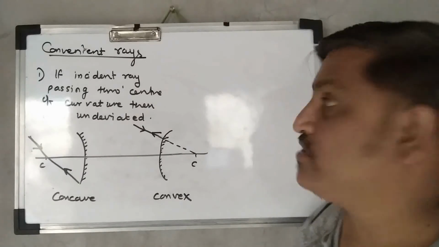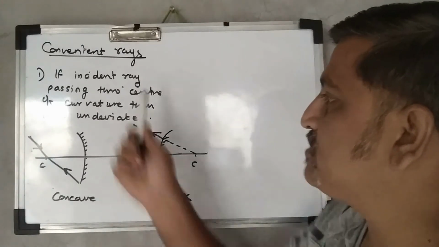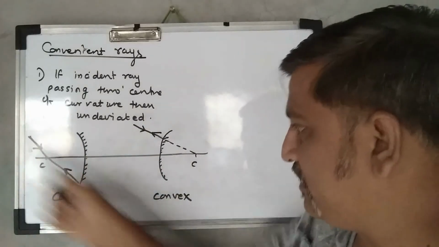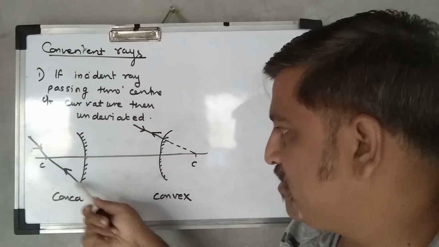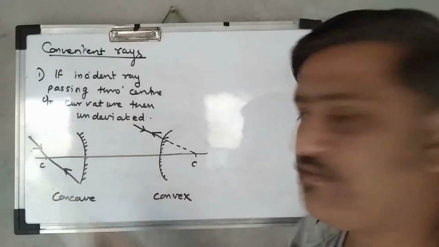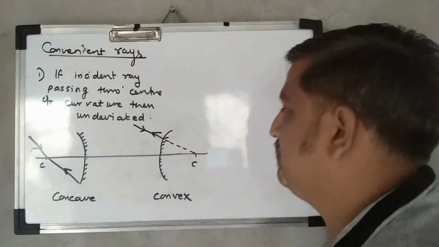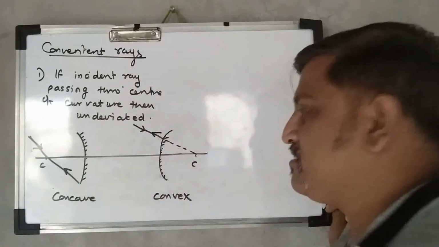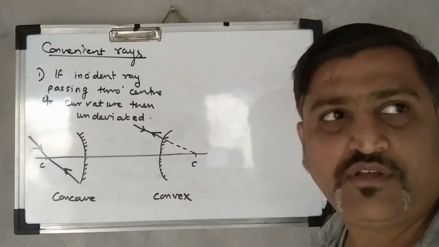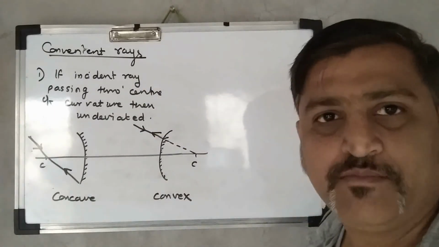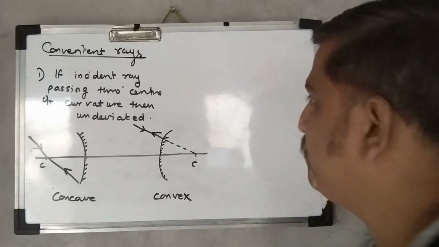So this is the first rule: if the incident ray is passing through the center of curvature, then after reflection it is undeviated. It traces the same path. Similarly over here, if it seems to pass through the center of curvature, after reflection it traces the same path. Okay, this is the first rule.